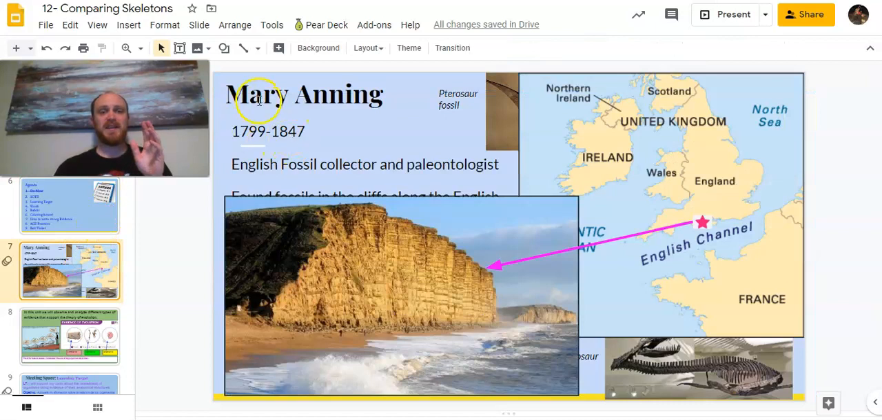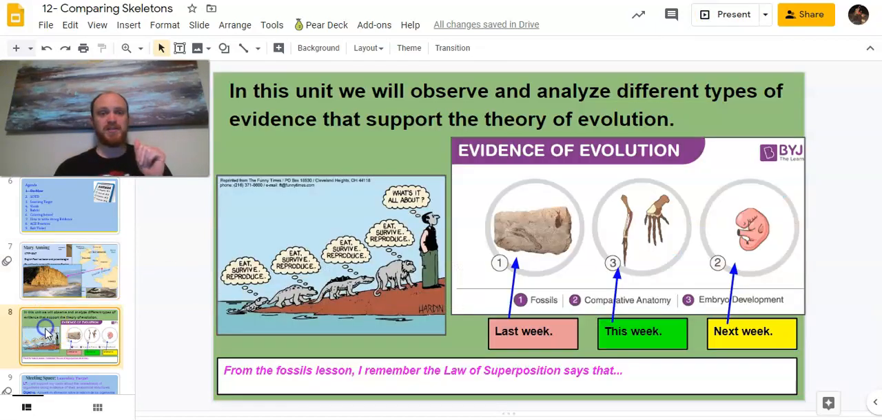Our scientist of the day, her name is Mary Anning. Put this in presenter mode and read through it. There's some pictures of bones. You have a map here. I'm not going to go through it all with you, but please do. Very interesting person.